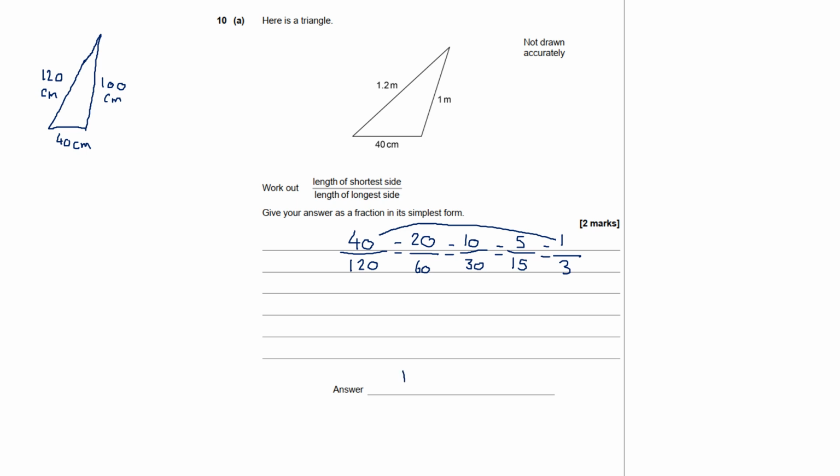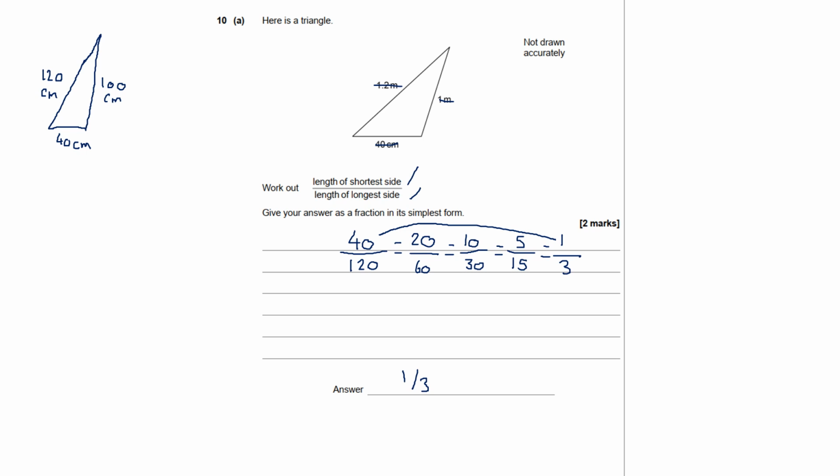1 divided by 3. Yep, and give your answer in its simplest form. So we've converted these, which is where the trick is. It says shortest over longest, so always read the question, don't do longest over shortest. It's shortest divided by longest. And we know that's 40 centimetres and 120.